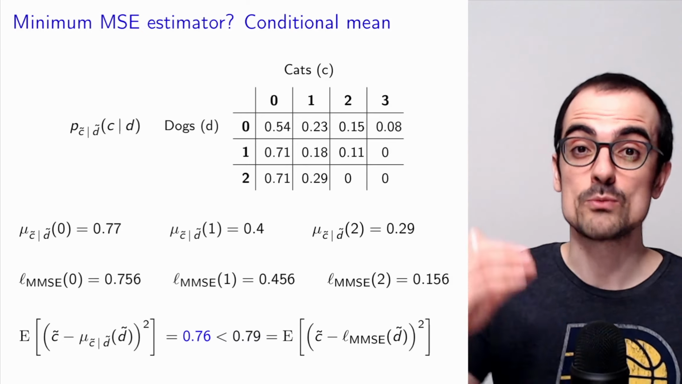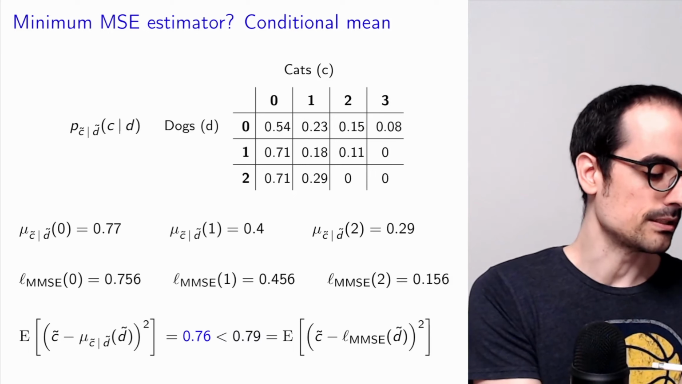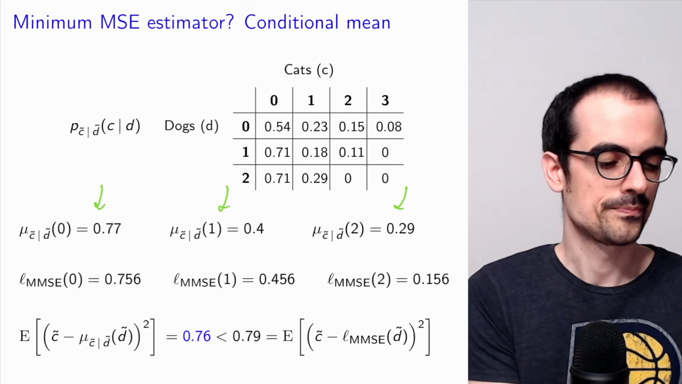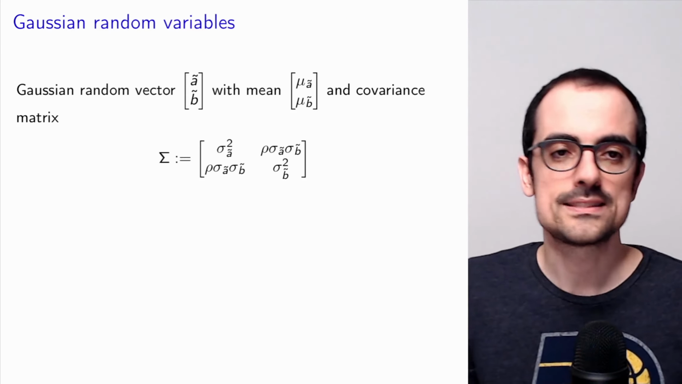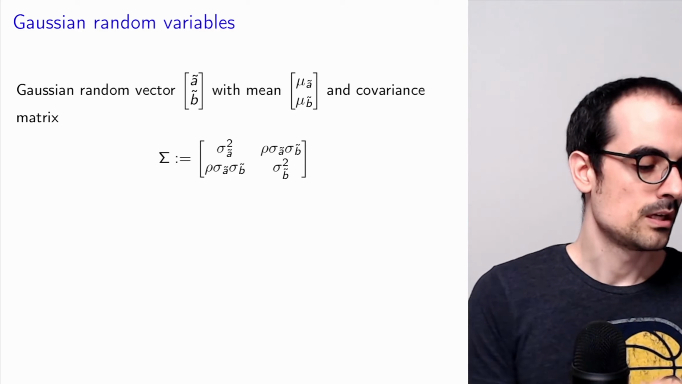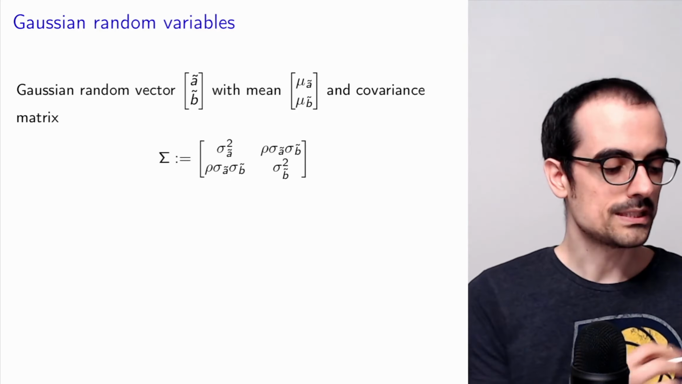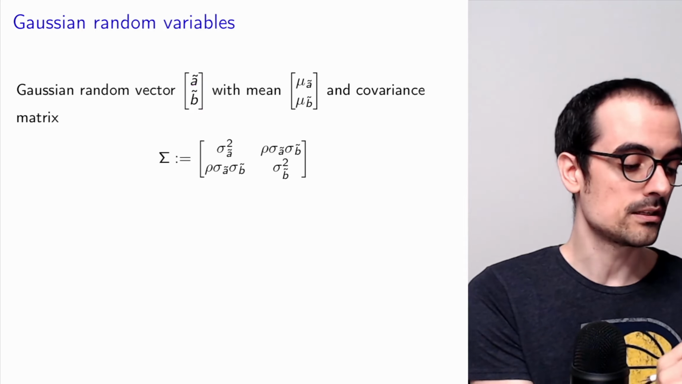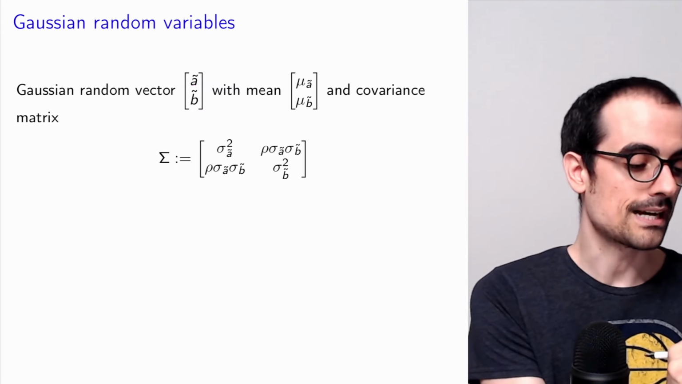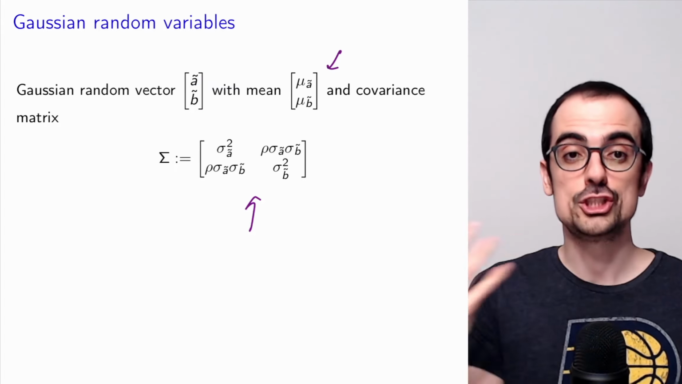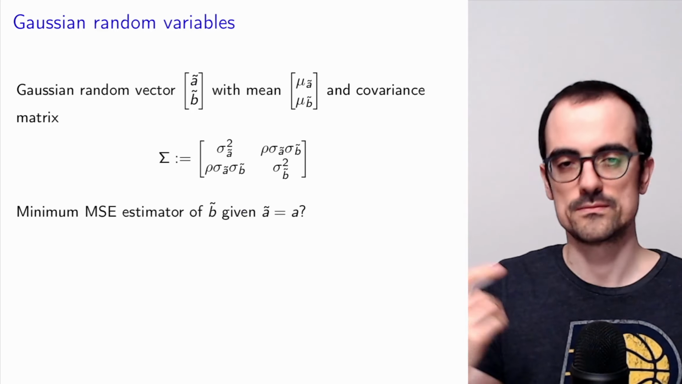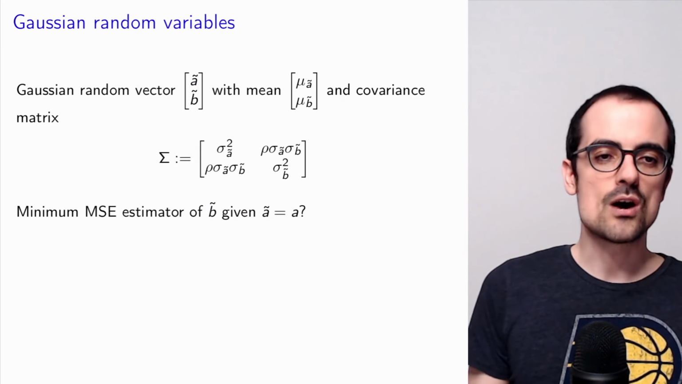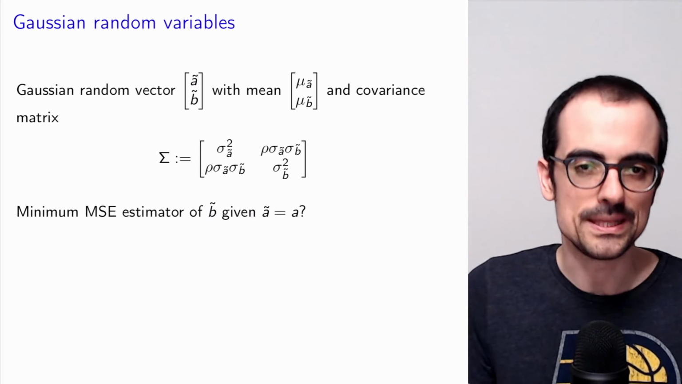In contrast, for the conditional mean, we have to specify it separately for each possible value of, in this case, the number of dogs, or each possible value of the feature. So there's that trade-off. Let's take a look at what happens for Gaussian random variables. We're going to assume that the feature and the response are jointly Gaussian, which means that when we stack them up in a vector, they have a certain mean and a certain covariance, and their joint PDF is a Gaussian with that mean and that covariance matrix. Now, what is the minimum MSE estimator of B given A?